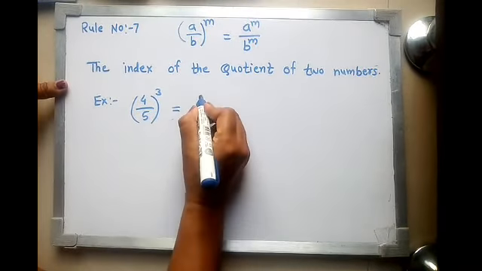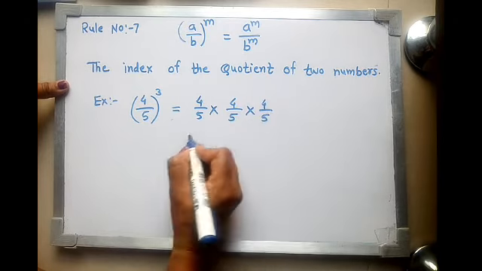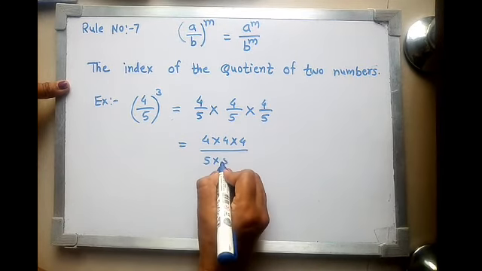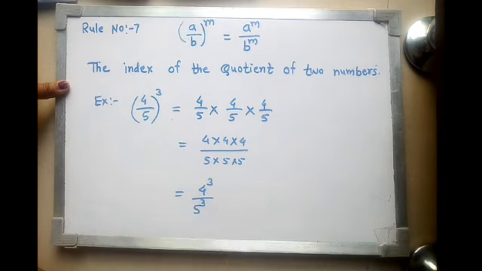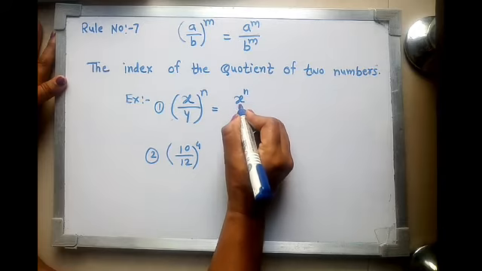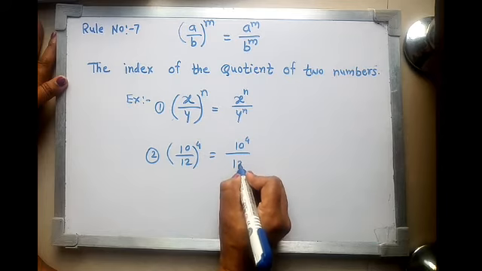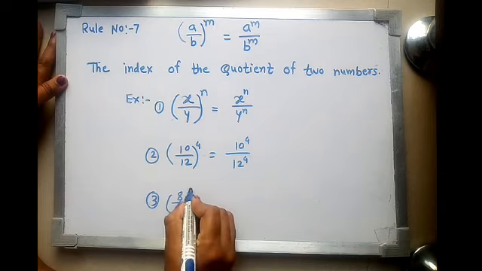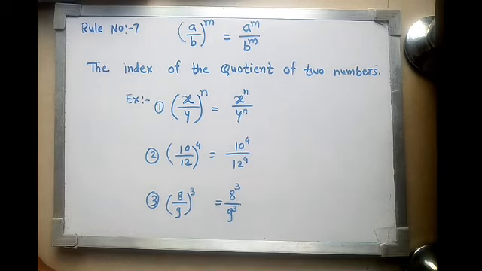Rule 7: the index of the quotient of two numbers. (4 upon 5) raised to 3. 4 multiplied 3 times, 5 multiplied 3 times, so 4 raised to 3 upon 5 raised to 3. Here we write the exponent for each number. Some examples on this rule: (x upon y) raised to n, (10 upon 12) raised to 4, (8 upon 9) raised to 3, which is 8 raised to 3 upon 9 raised to 3.